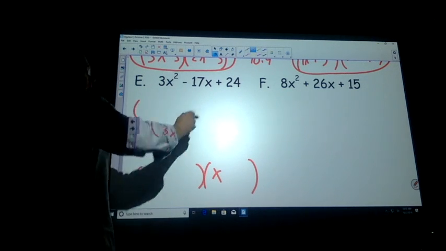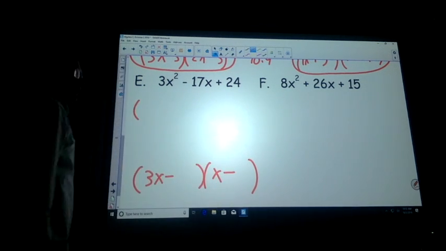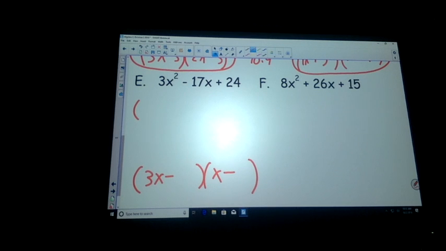All right. I also know that my signs are both going to be negative. Agree there? So then you might start thinking, okay, what are my factors that are going to get me to that negative 17?